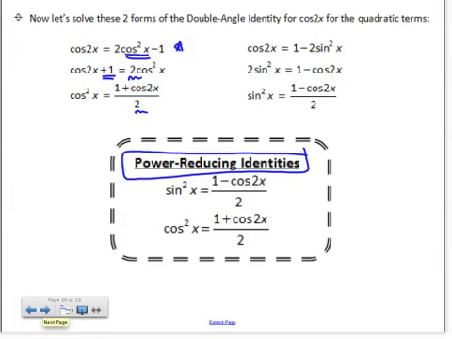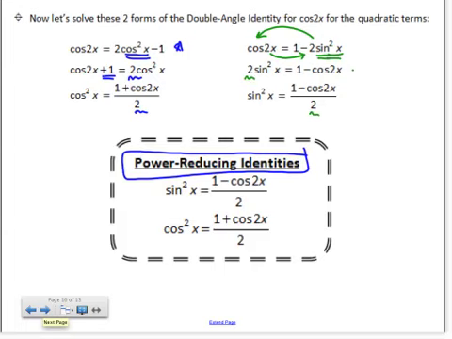Another way to do it is to take this identity where we have the 2 sine squared, and we're going to solve that for sine squared. Again, I find it easier to eliminate the negatives as much as possible, so you'll notice that I moved the sine squared to the left and the cosine 2x to the right, so we get this equation, and then we're going to divide by the 2.